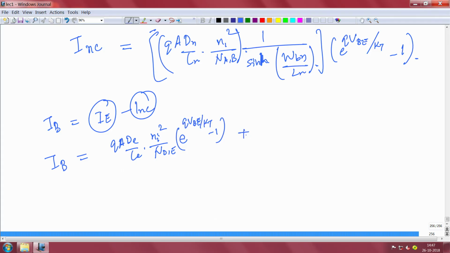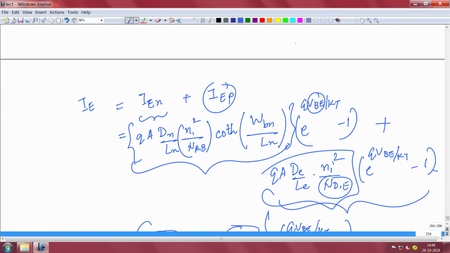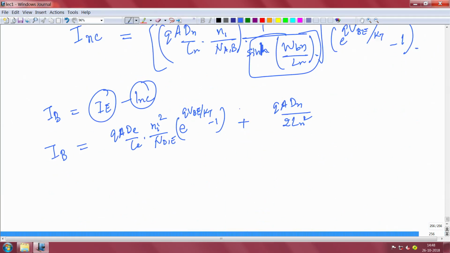Plus there is another component, which comes because of the recombination, that is q A Dn by 2 Ln square, because if you subtract this sinh and this coth, the difference of the coth and sinh functions can be approximated by a Taylor series, and that's why the hyperbolic function goes away. So 2 q A Dn by 2 Ln square into the minority doping ni square by Nab into WBN, the neutral base width, into e to the power qVBE by kT minus 1.